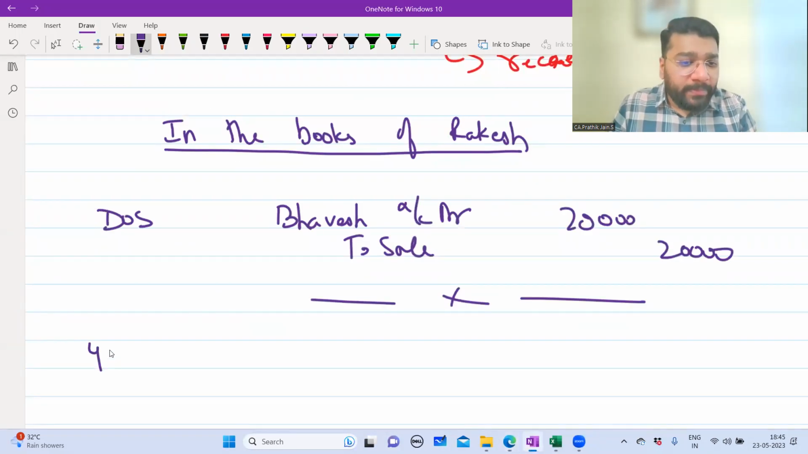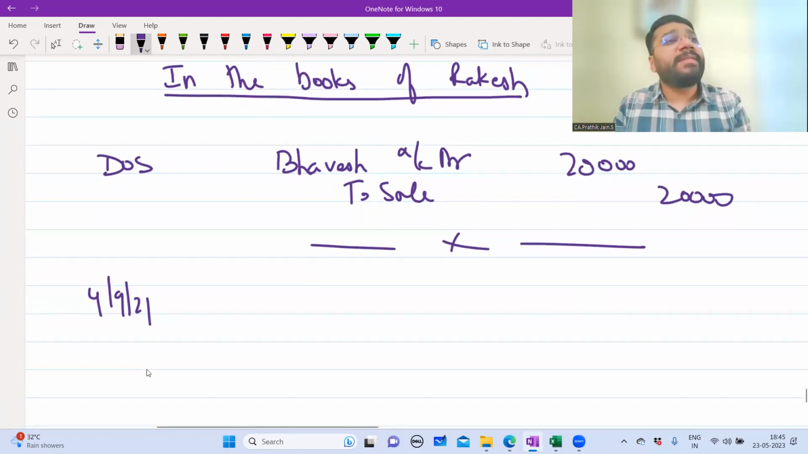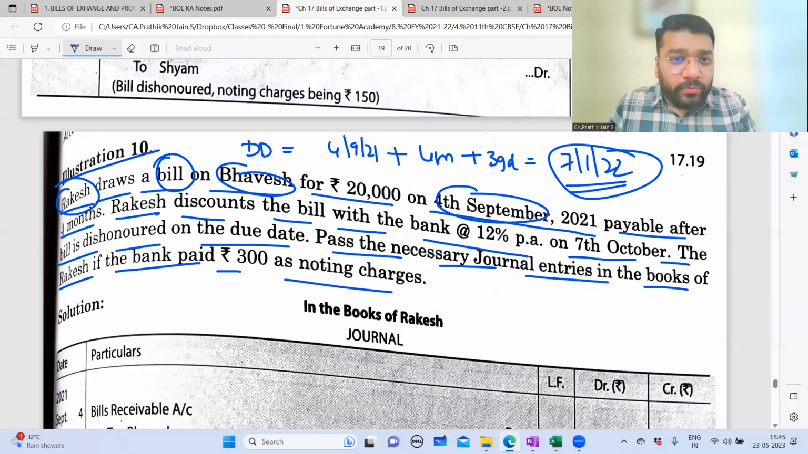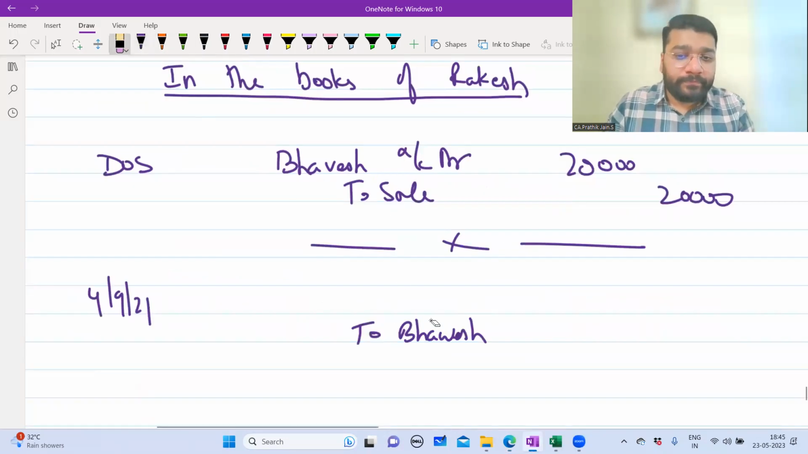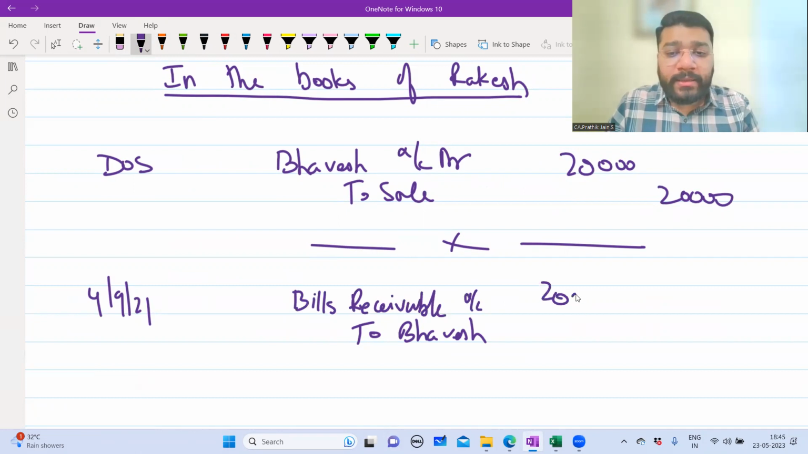You will start your entry from 4 September 2021. So on 4 September 2021, what is happening? A bill of exchange has been accepted. So Bhavesh is an unsecured debtor. I need to cancel him by crediting. So to Bhavesh. And in place of them, I have to create a new secured debtor account, which is bills receivable account. 20,000 to Bhavesh 20,000.